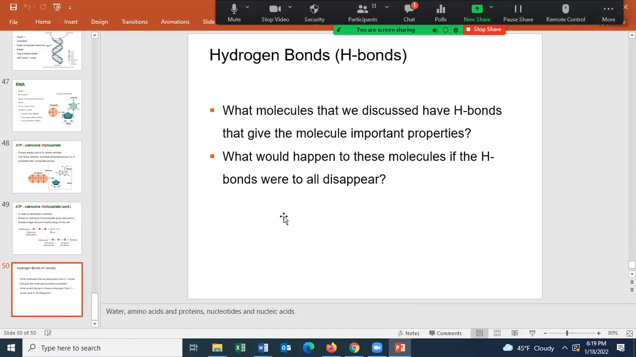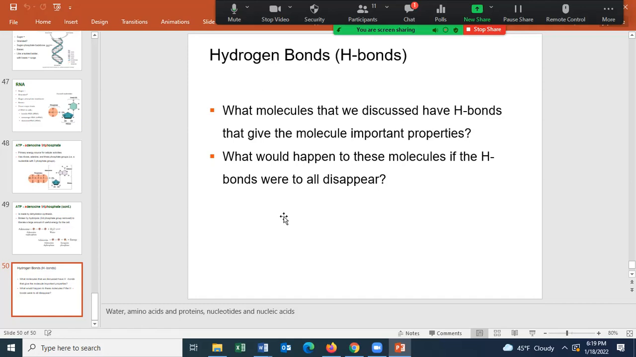All right, here's a question for you. We've talked about hydrogen bonds, and they give molecules important properties, like in the bonding and the forming of the protein. What would happen to these molecules if all of the hydrogen bonds were to disappear? So in the world, tomorrow, all the hydrogen bonds disappear. What would happen?